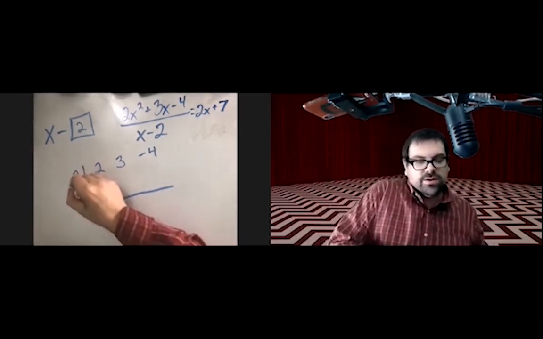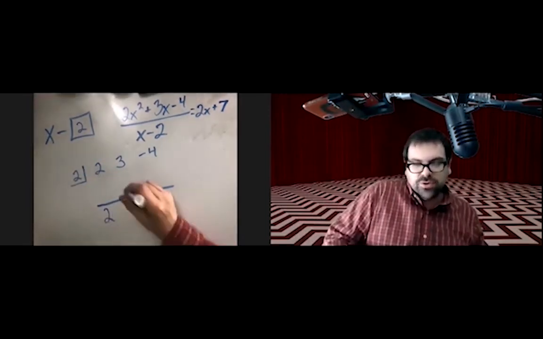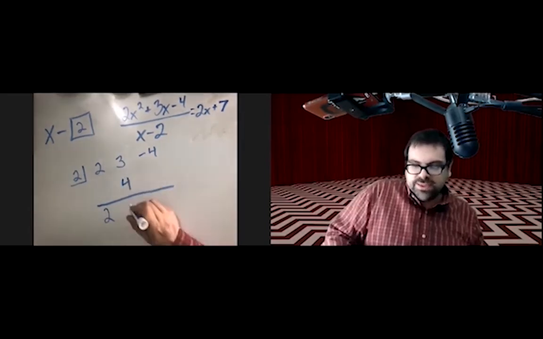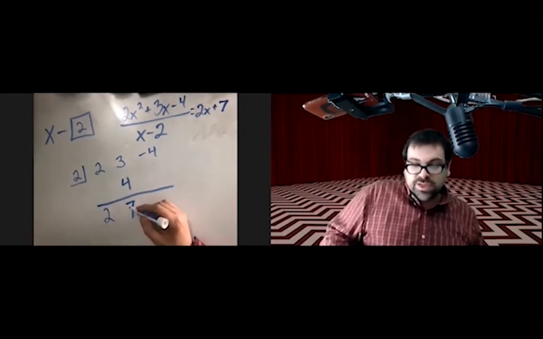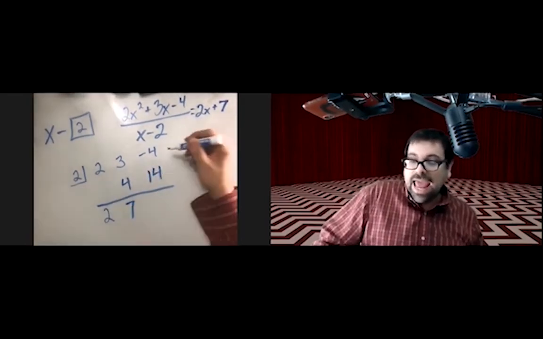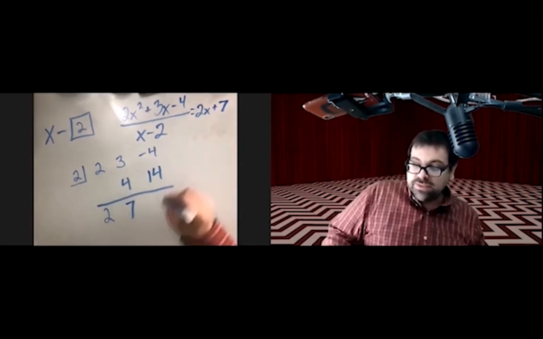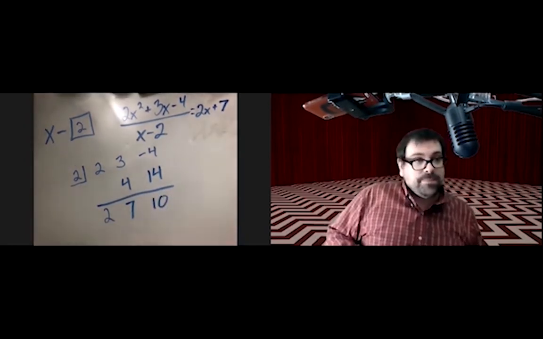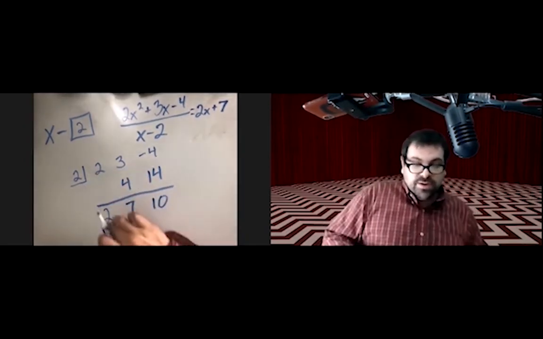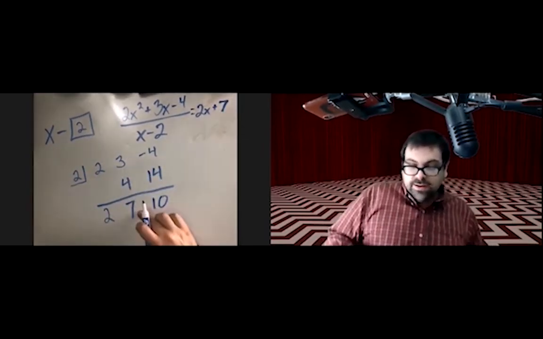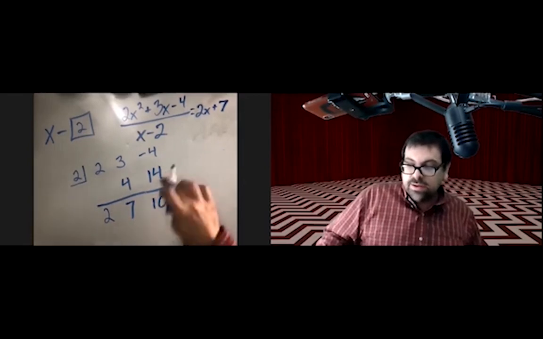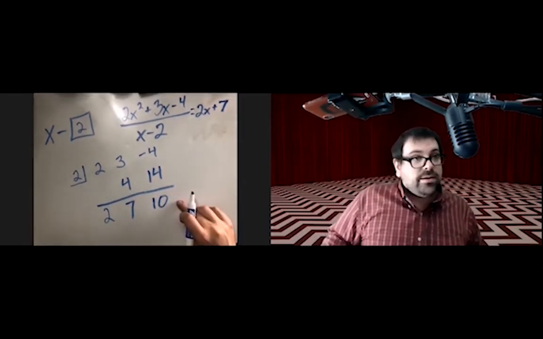We're going to start out here. 2 times 2 is 4. 3 plus 4 is 7. Multiply. 2 times 7 is 14. Add. Negative 4 plus 14 is 10. So I brought the first number down and then I multiplied and added.